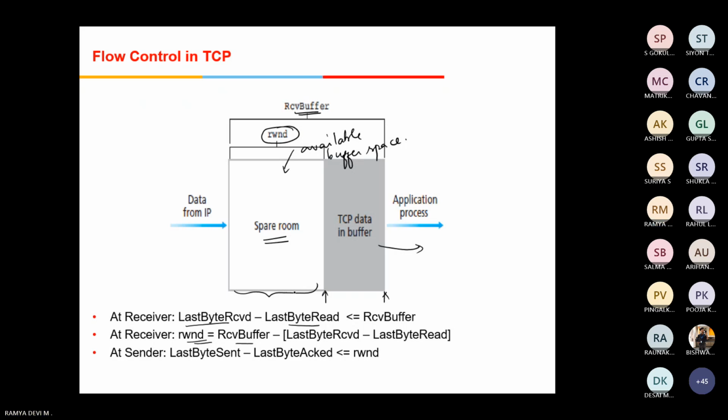The receiver window tells the sender how much free space is available in the buffer. So you can transfer data which is less than or equal to the receiver window. This will be continuously updated and communicated to the sender with the help of the TCP header. And there is one more condition: last byte sent minus last byte acknowledged should also be less than or equal to the receiver window.